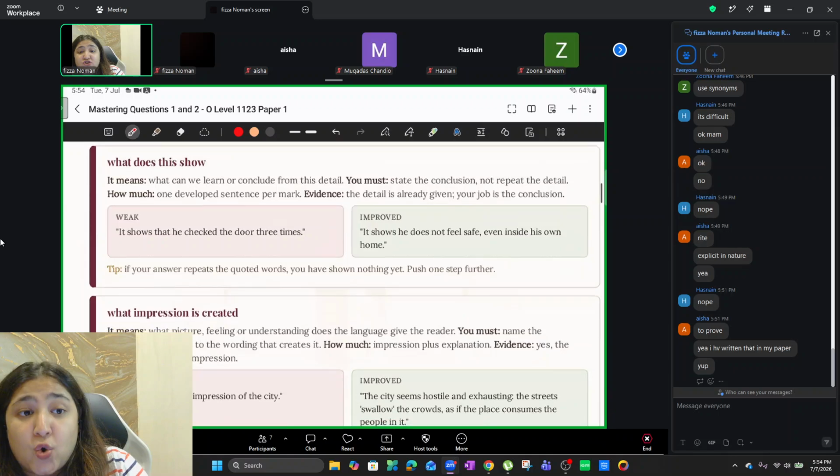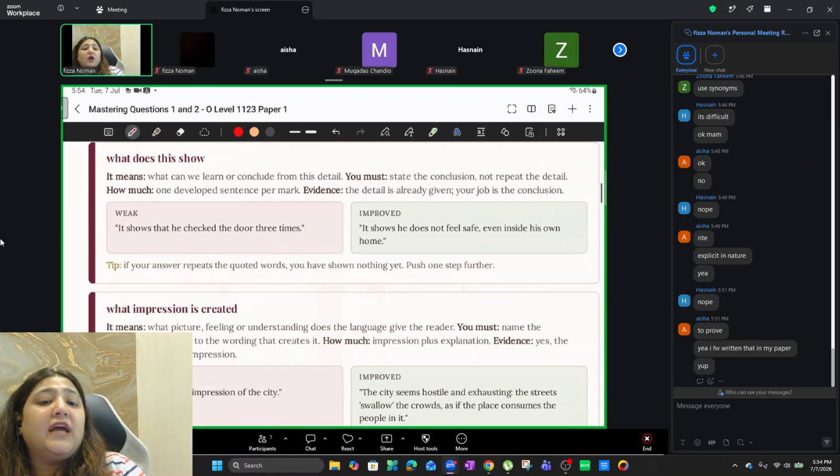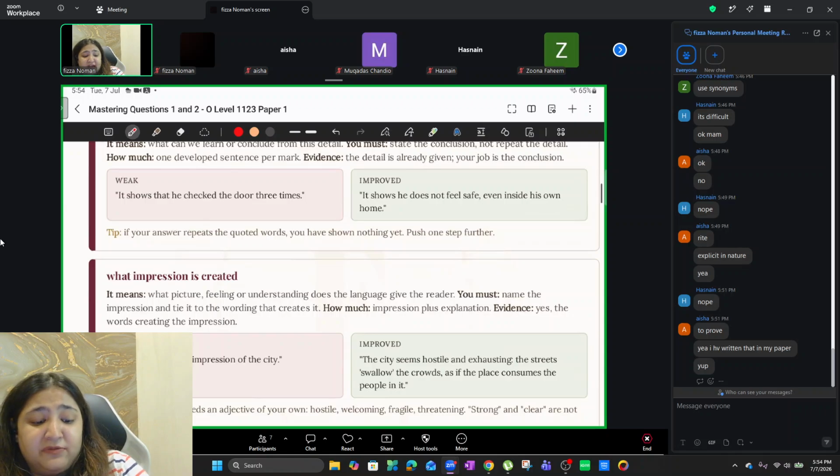What does this show? It means, what can we learn or conclude from this detail? You must state the conclusion and not repeat the detail. How much? One developed sentence per mark. Evidence, the detail is already given. Your job is the conclusion. So, "it shows that he checked the door 3 times." Very weak. "It shows he does not feel safe even inside his own home."